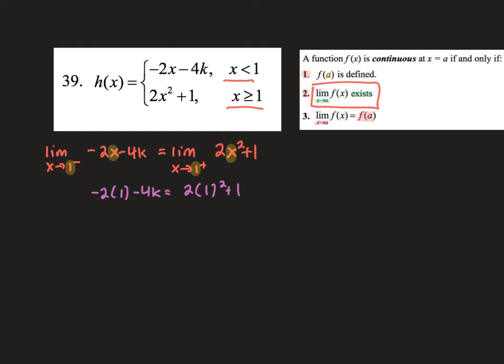And I end up with this equation here. And now I just solve this equation for k. And when I do that, I end up with my final answer of k equals -5/4.